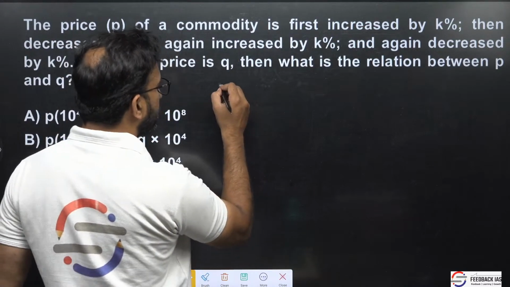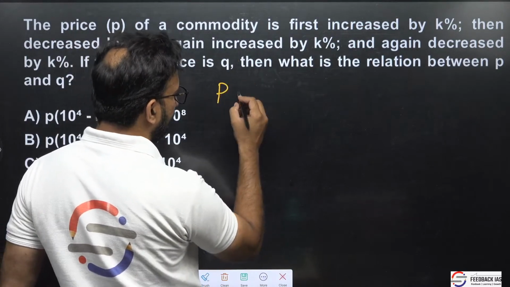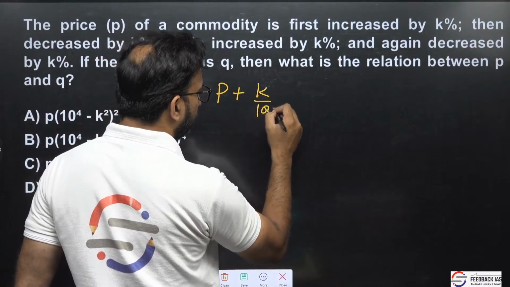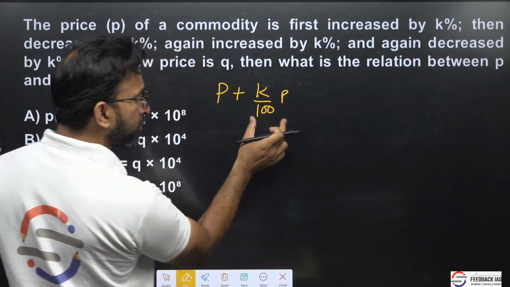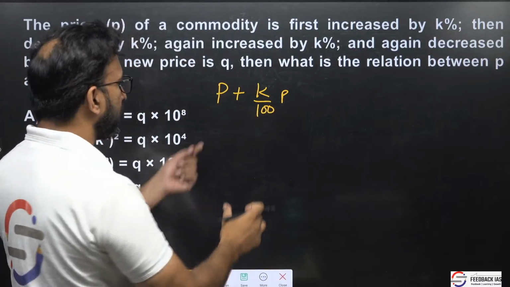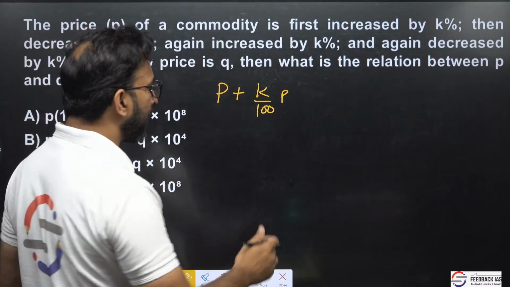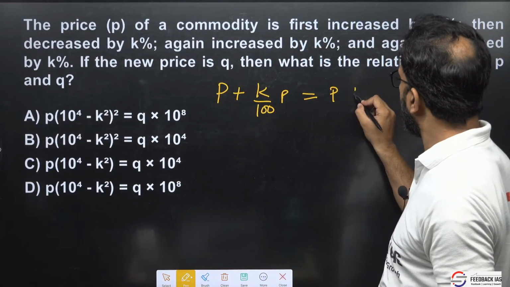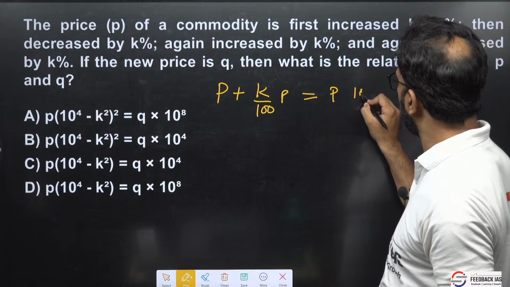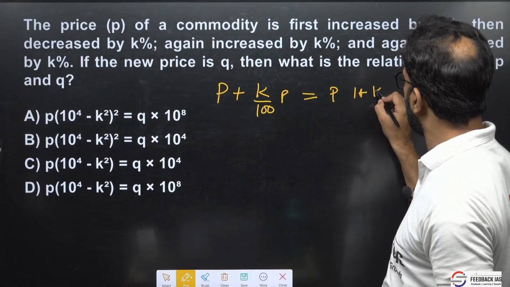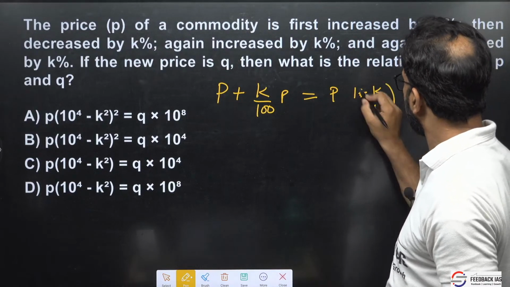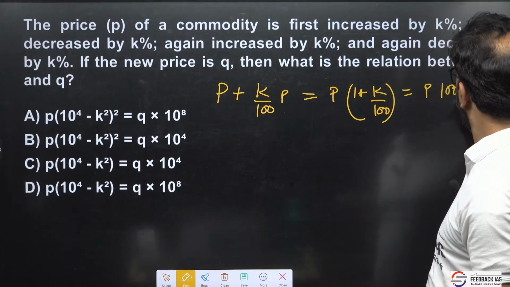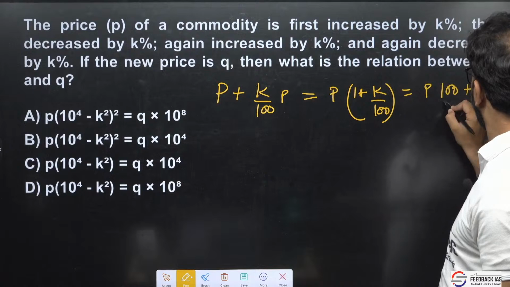Initially the price was P and now it becomes P plus K by 100 of P. This is the first percentage change within the price P. Now let's see what it comes out to. We will take P as common, and 1 plus K by 100. It will be P into (100 plus K) by 100.